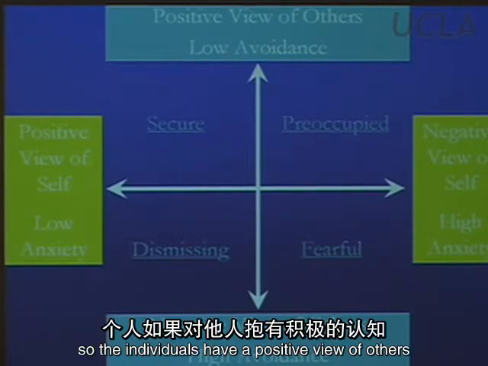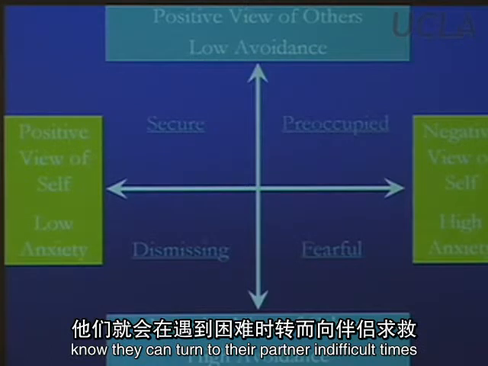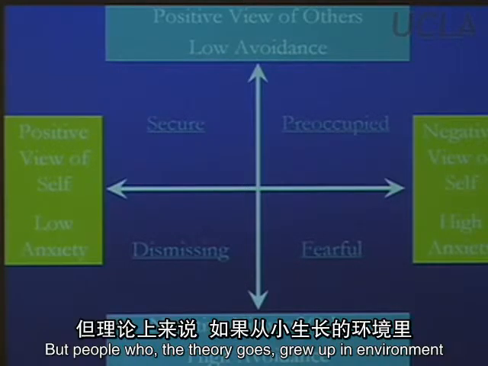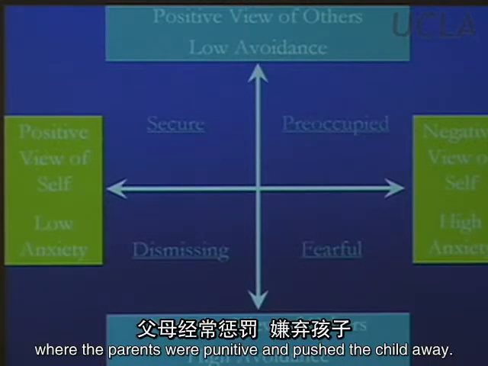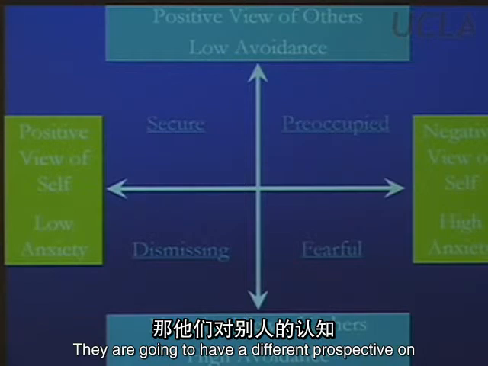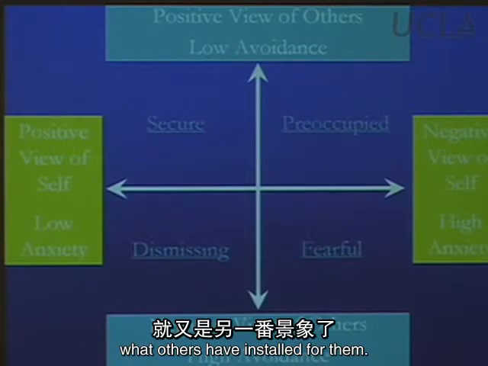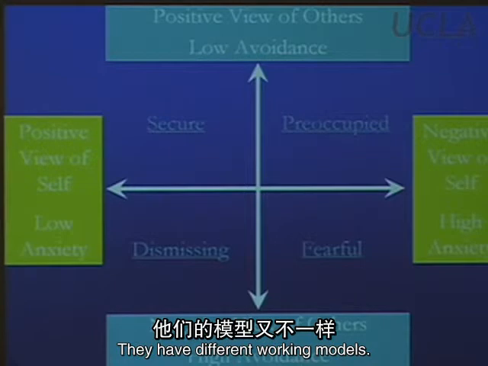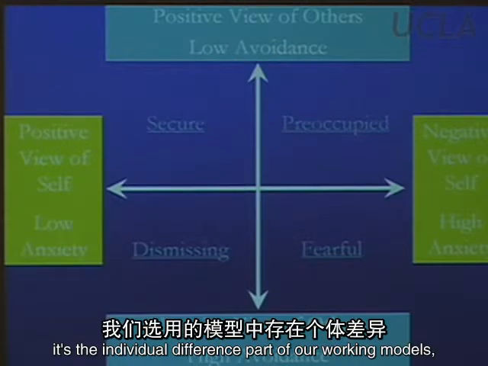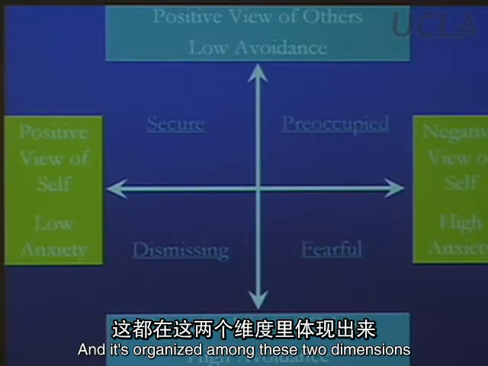So individuals who have a positive view of others know that they can turn to their partner in difficult times and know that they're going to be understood and cared for and comforted. But people who, the theory goes, grew up in an environment where the parents were punitive and pushed the child away, or were not very nice, not very warm and huggy to be around, well, they're going to have a different perspective on what others have in store for them. Right? They have different working models. So this is the idiographic part, right? It's the individual difference part of our working models, and it's organized along these two dimensions.